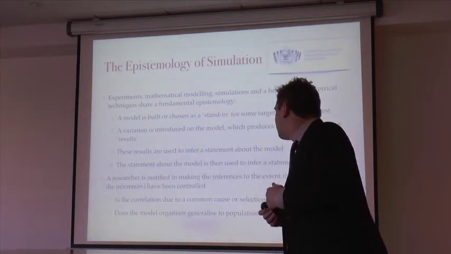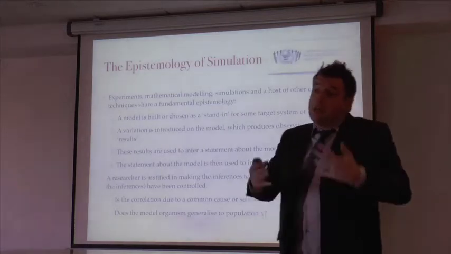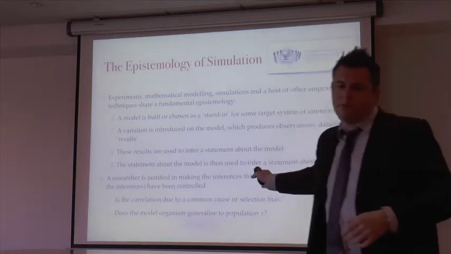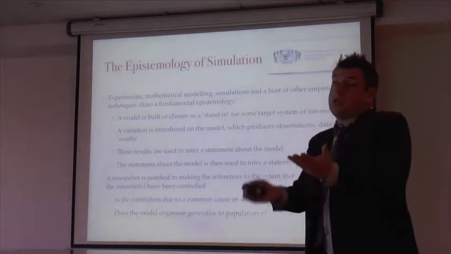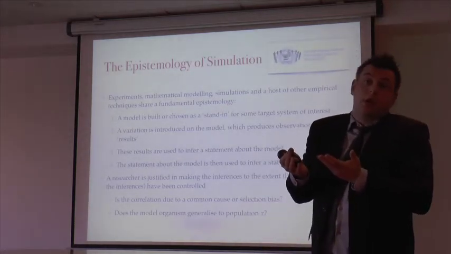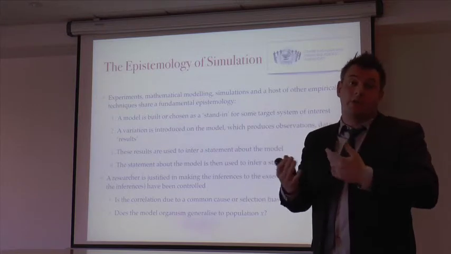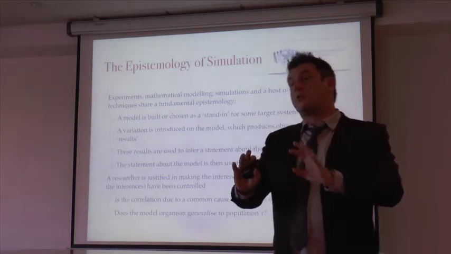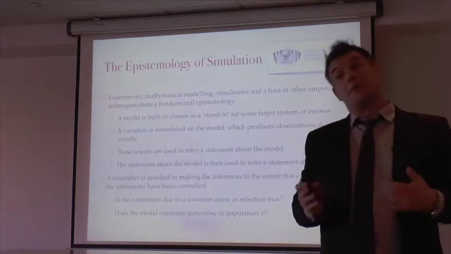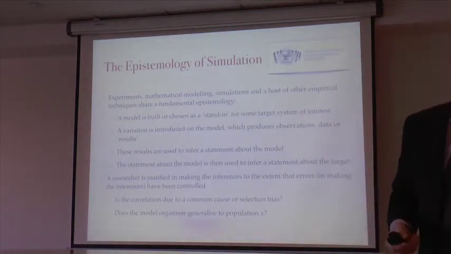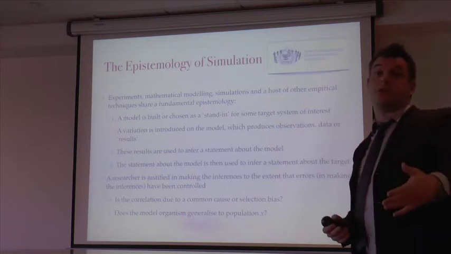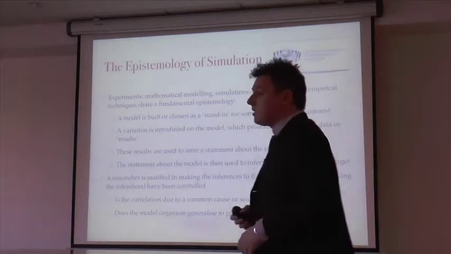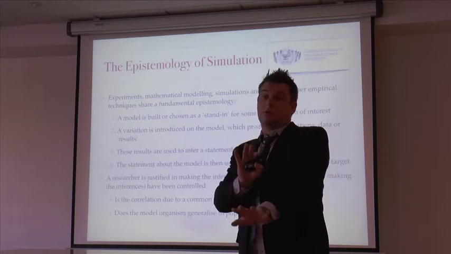And the research is justified in making the inferences to the extent that errors in making inferences have been controlled. Here I'm just using two very simple examples. If the data being produced is given by a correlation between two variables, then you might infer a causal relation between these two variables. But that inference is justified only to the extent that some other explanation, for instance, a common cause or selection bias, has been controlled for. So that source of error has been controlled for. This is in the step from the data to making an inference about the model.